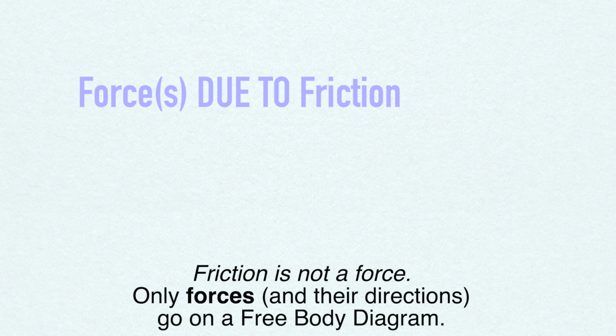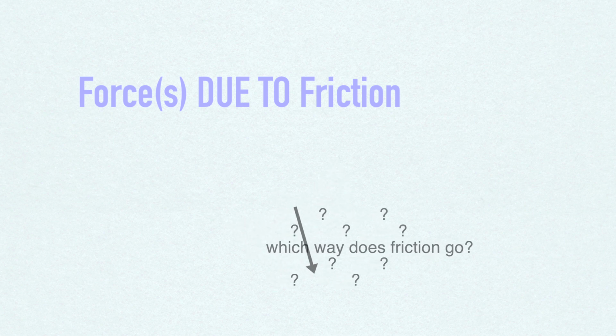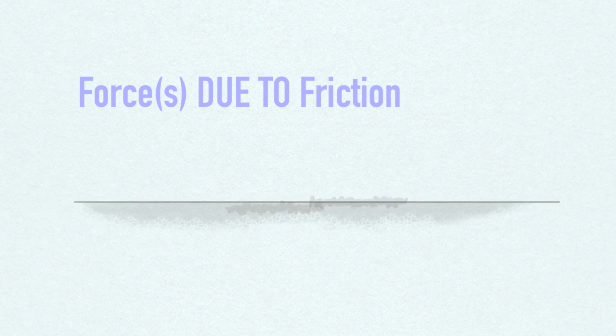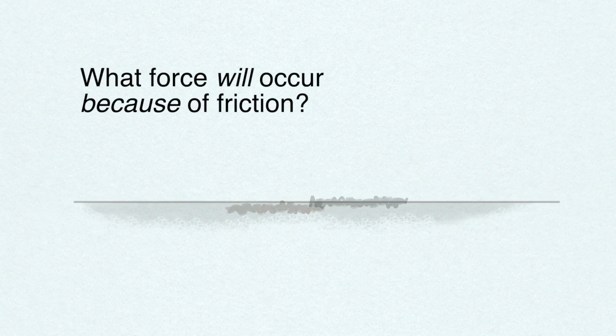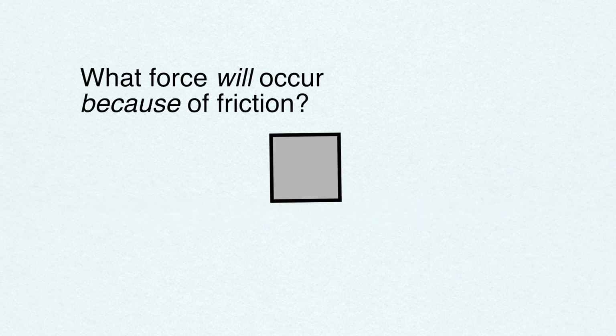And remember, only forces go on a free body diagram, and each force must have a direction, right? So just like all other forces on a free body diagram, what direction does friction go? Well, the truth is there is no set direction that friction goes. It just happens. It just exists. Friction is just basically two textured surfaces rubbing against each other during motion. The question you should be asking is, what force is going to occur because of friction? Because again, friction itself is not a force.